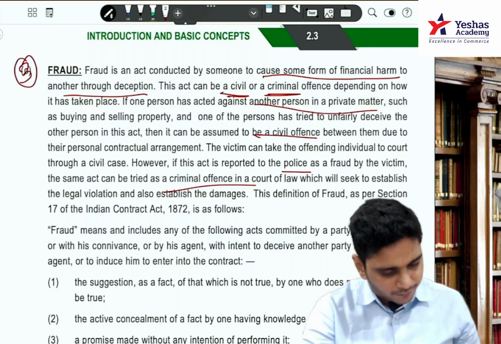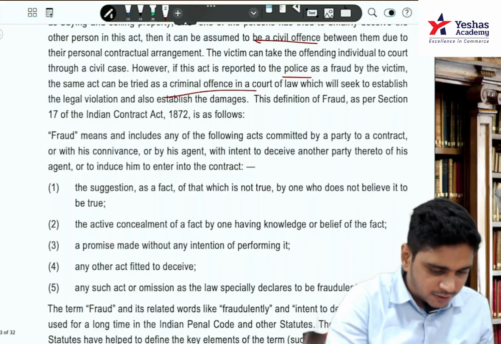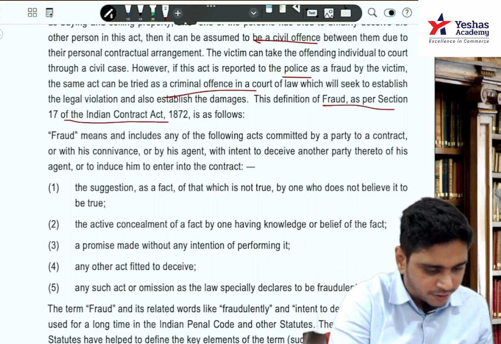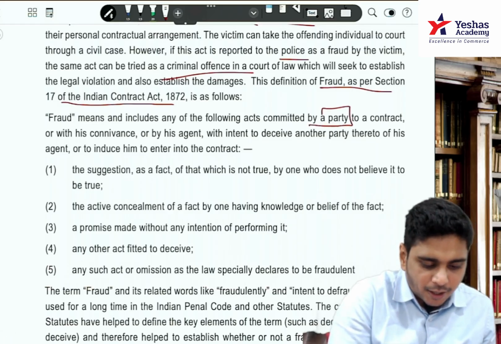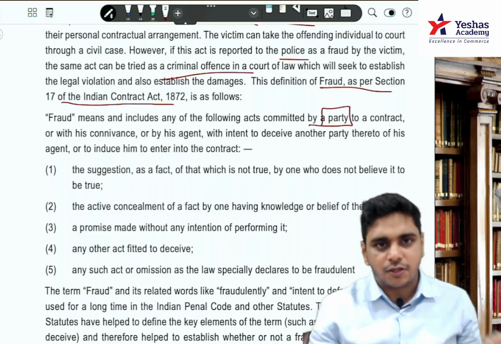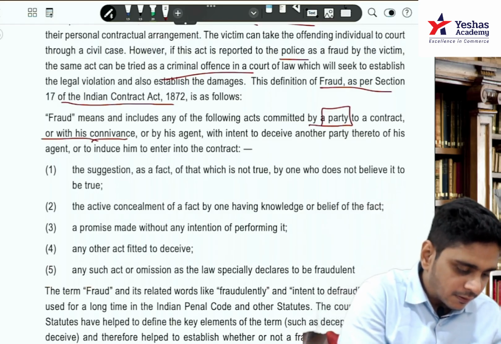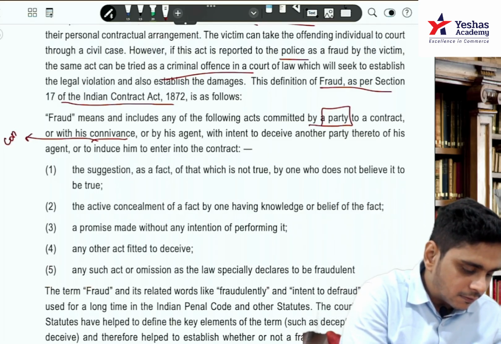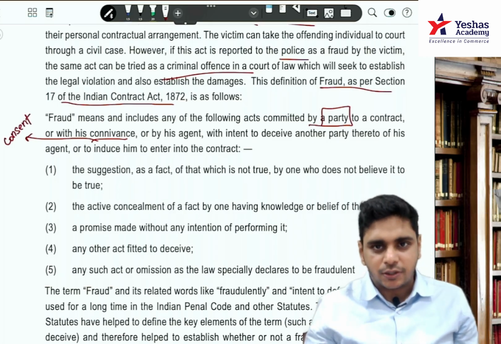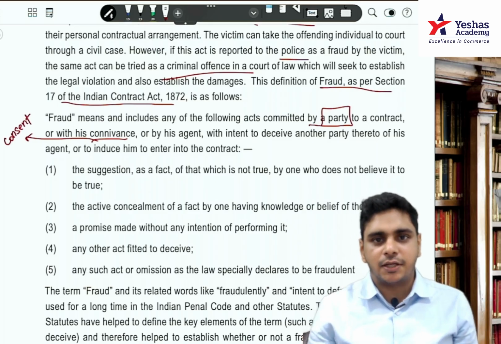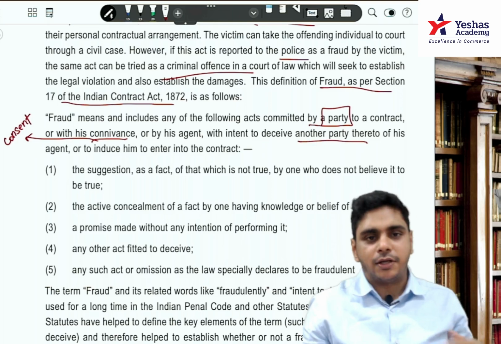Okay. Now here they have given a definition. This is the definition as per the Indian Contract Act. Fraud basically means an act committed by a party to a contract with his connivance, connivance basically means the consent, or by his agent. So either he has done it or some agent has done it with an intent to deceive another party or his agent or to induce him to enter into a contract.